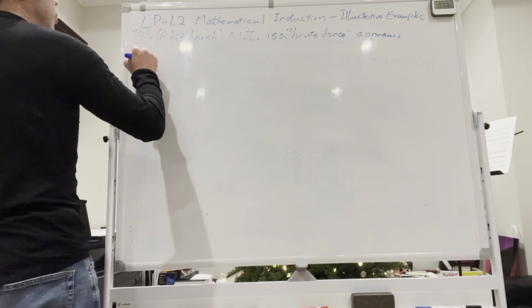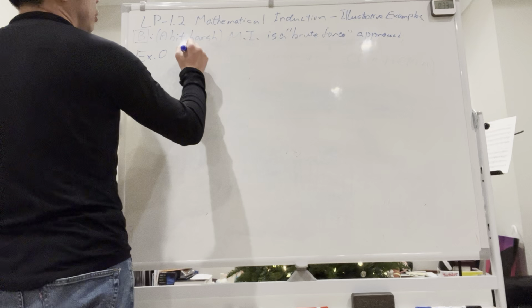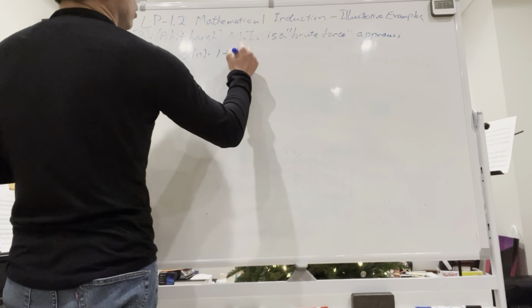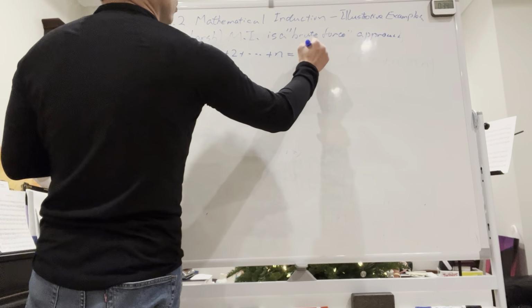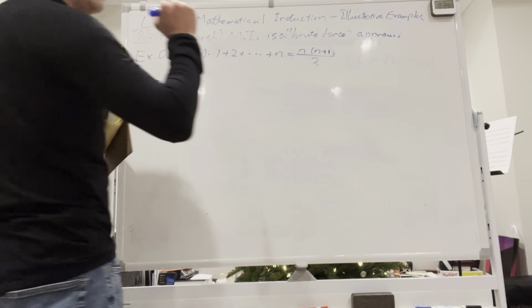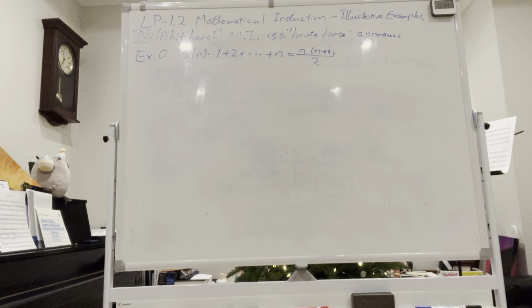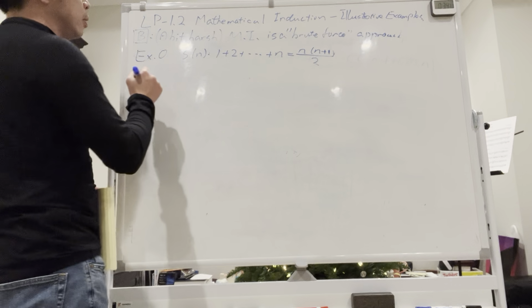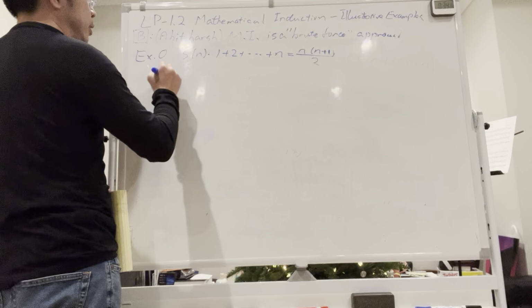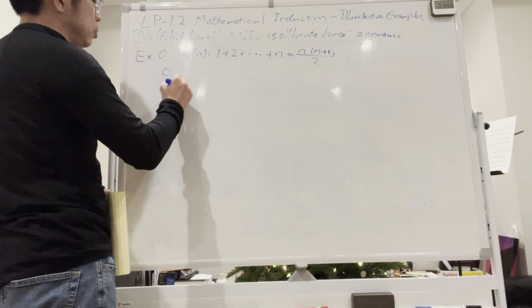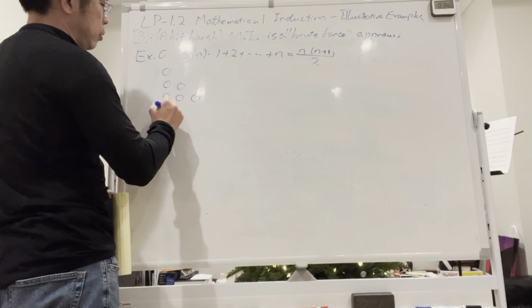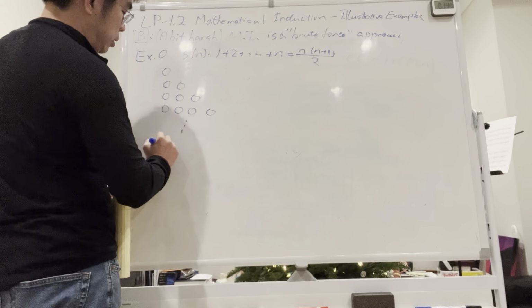Do you remember in example zero, the equation that we tried to prove is as follows. Can anyone explain to me why this is true? We proved it. Okay. I'm going to explain to you why this is true. The left-hand side: one, so this is the number of marbles. Two. Three. Four. All the way to the end.